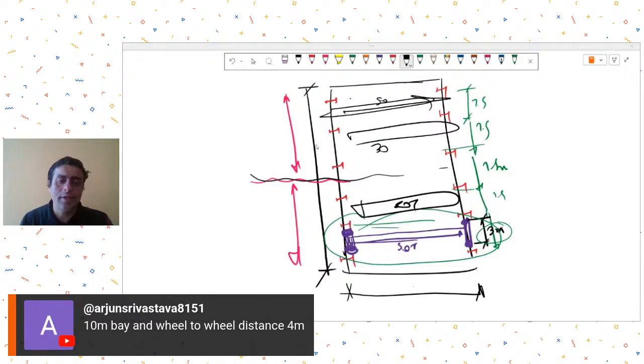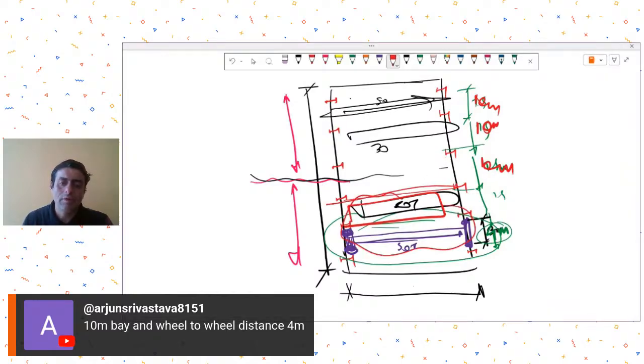He's saying 10-meter bay and wheel to wheel distance is 4 meters. So 4 meters is the wheel to wheel, and the bay spacing is 10. At the most, let's say 50, 50, 4, 4, 8. Actually, there will be some clear distances also between the cranes. So maybe two full cranes, and for one crane, you may be able to fit in one of the wheels, maybe, in 10 meters.